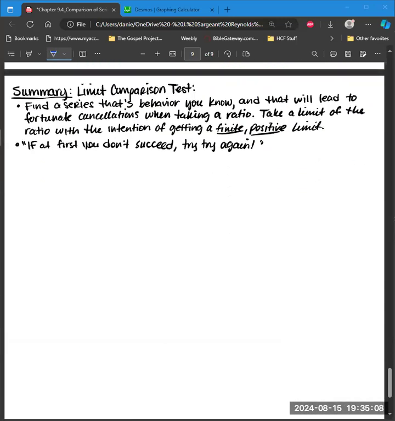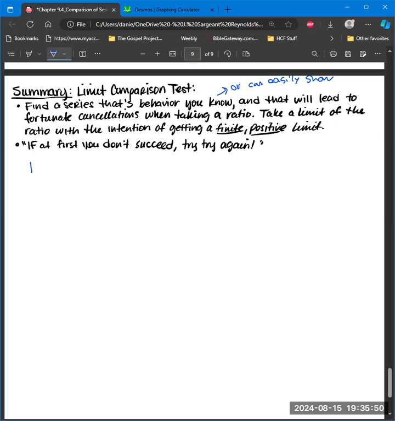So, summary of our limit comparison test right here. Find a series whose behavior you know or can easily show, and that will lead to fortunate cancellations when taking a ratio. Take a limit of the ratio with the intention of getting a finite positive limit. If at first you don't succeed, try again, right?